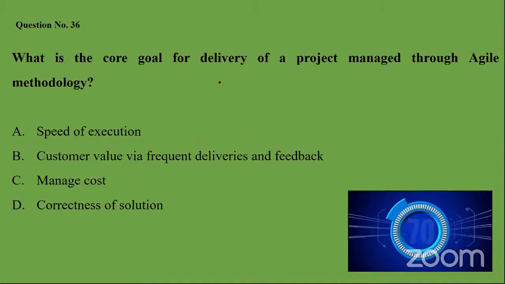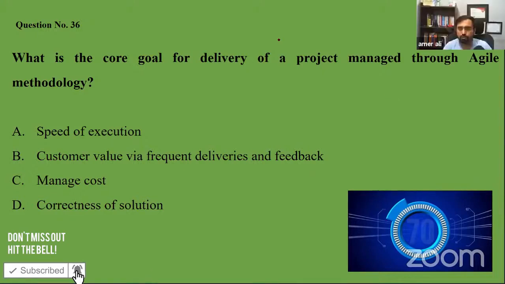Vijay, what is the core goal for delivery of a project managed through agile methodology? A. Speed of execution, B. Customer value via frequent delivery and feedback, C. Manage cost and corrections of solutions. B is the correct answer. Well done. Good. Anyone else who could answer, because other people have muted themselves. Madhavan, you did answer. So I guess everyone is done for today. Thank you very much, everyone, for joining the coaching call today.